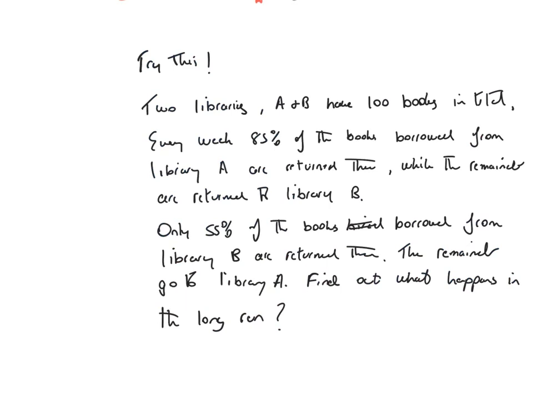Okay, you're going to try this one. You've got two libraries, A and B, have 100 books in total. So number of books in A plus number of books in B is 100. It's just a step for a hint to get going. Every week, 85% of the books borrowed from Library A go back to Library A. The remainder go to Library B. Only 55% of the books borrowed from Library B return there, which obviously implies that 45% will go to Library A. Find out what happens in the long run. Right, that's asking you to investigate the limit.